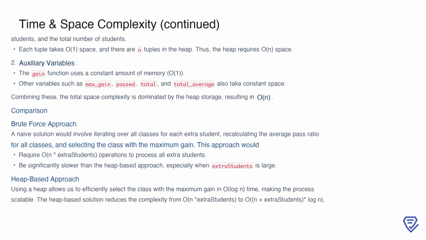For comparison, a brute force approach to this problem would involve iterating over all classes for each extra student, recalculating the average pass ratio for every class, and selecting the one with the maximum gain. This naive approach requires O(n * extra students) operations to process all extra students, making it significantly slower than the heap-based solution, especially when extra students is large.